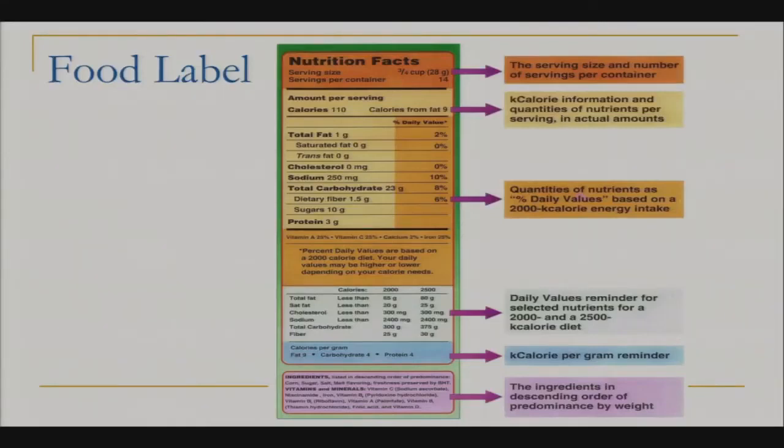And then, as you can see, on this label the serving size is 3/4 of a cup. So for every 3/4 of a cup of this product, you will see 110 calories, 1 gram of fat, 23 grams of carbohydrates, 10 grams of sugar, and 13 grams of protein. The container has 14 servings. So if we're having more than the serving size, we need to multiply that number based on the number of servings we are having.